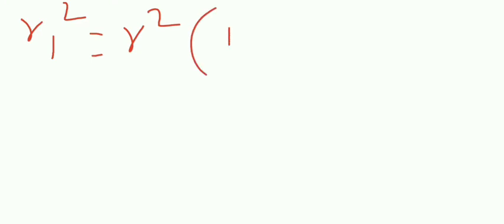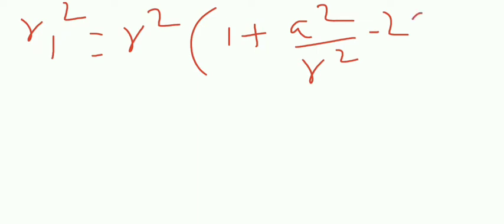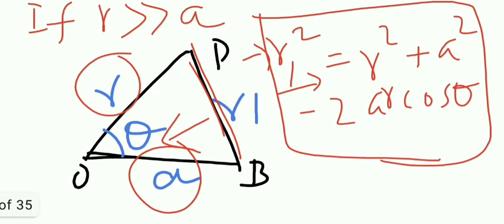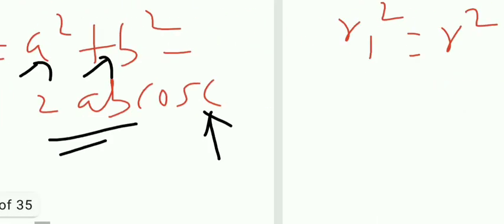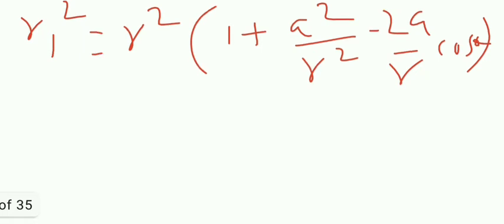So now let us expand it. R1 squared is equal to R squared, I take outside. If I take R squared outside, it will become 1 plus A squared by R squared minus 2A by R cos theta. Right? So what I did? From this equation, I take R squared outside, so it will be 1 plus A squared by R squared minus 2A by R cos theta. Right? So this is another equation.